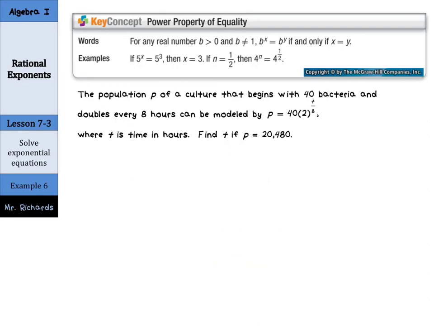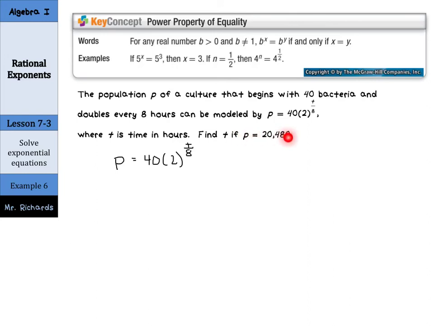Now, how can we apply this in a word problem? The population P of a culture that begins with 40 bacteria and doubles every 8 hours can be modeled by the equation P equals 40 times 2 to the T over 8 power, where T is your time in hours. Now find T if our P is equal to 20,480. Let's start by rewriting the original equation. P equals 40 times 2 to the T over 8 power.